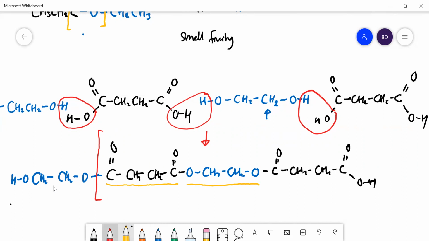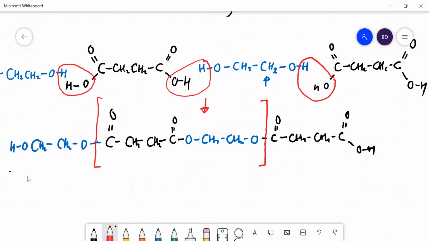And I'm going to put another bracket there, because what happens after that is simply a repetition of that. So the whole thing repeats itself. So what I've drawn between the two red brackets there is called the repeating unit of the polyester. Of the polymer.